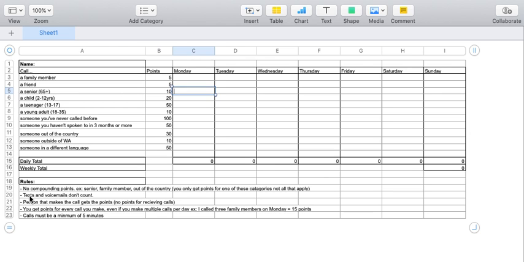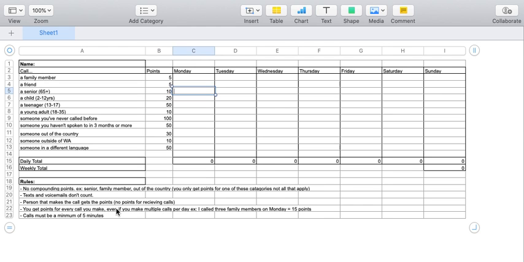If we look back down to the rules, texts and voicemails don't count. And it's the person that makes the call that gets the points. So specifically, if you call another person who's also doing the Rotary Phone Challenge, and you're both looking to get points for phone calls, it's the person that makes the call that gets the points. You don't get any points if you receive a call. And that goes for if a family member calls you as well. You don't get points for that. You only get points for the calls you personally make.